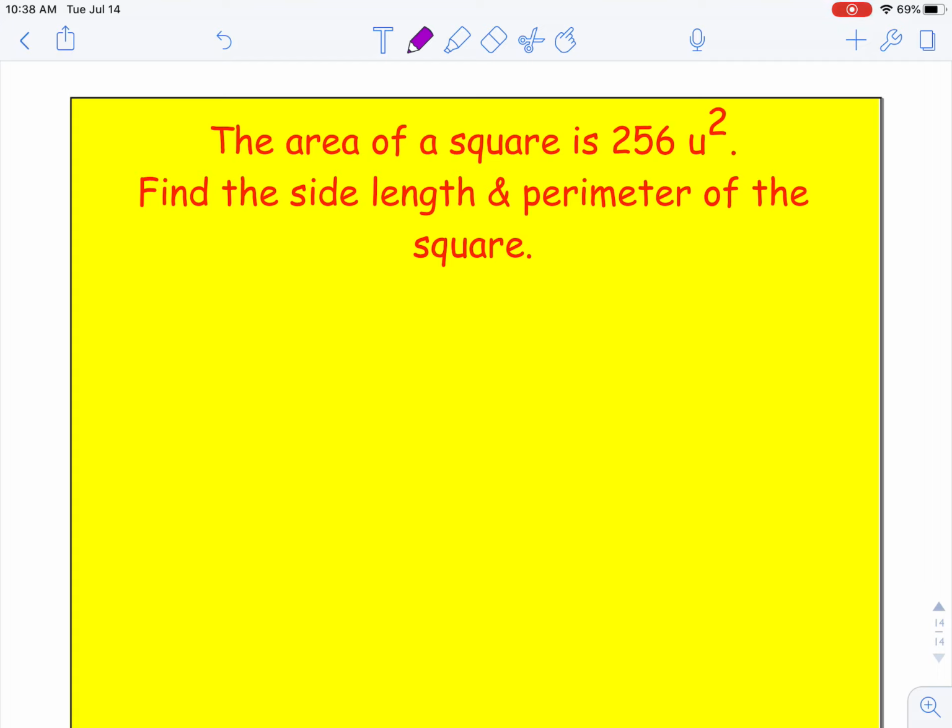Okay, so this is our last question. It says, given the area, find the side length and perimeter of the square. I'd like you to try that one on your own. I would really use the formula that the area of a square is the side squared. That will help you on this one.